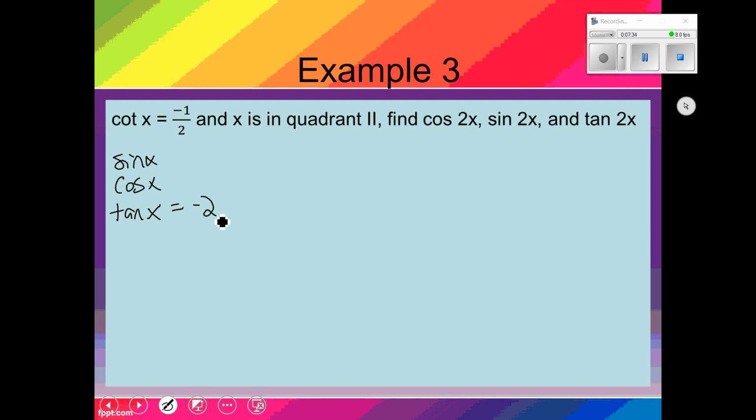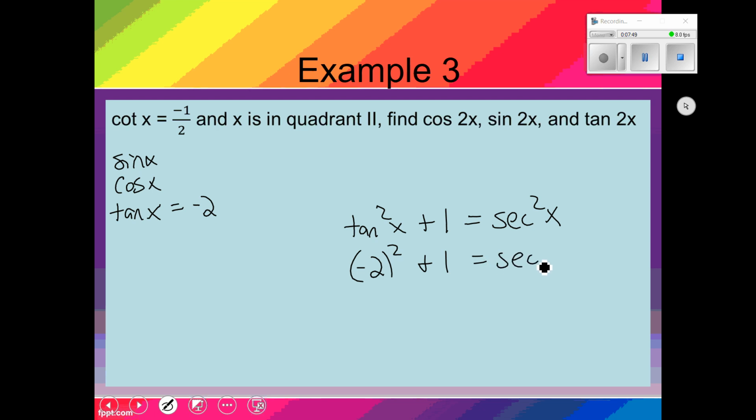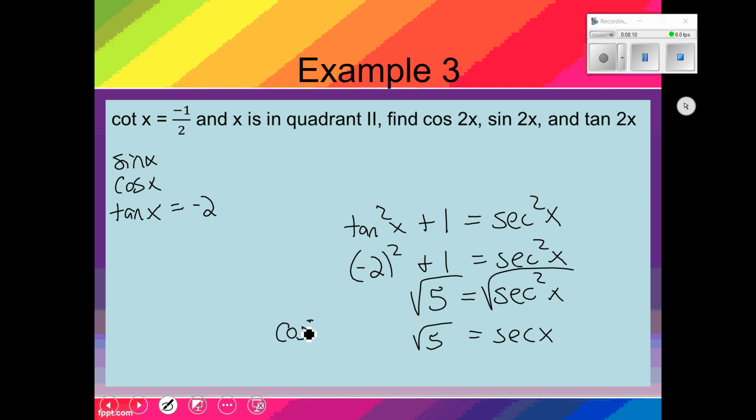And I would go back to your Pythagorean identities. We know that tangent squared x plus 1 is equal to secant squared x. And so I could put in negative 2 squared plus 1, and I can solve for secant. So that's going to make 5 when you square and add. And when I take the square root of it, it becomes the square root of 5. Okay, that's secant. Well, we know the relationship of secant to cosine is the reciprocal.